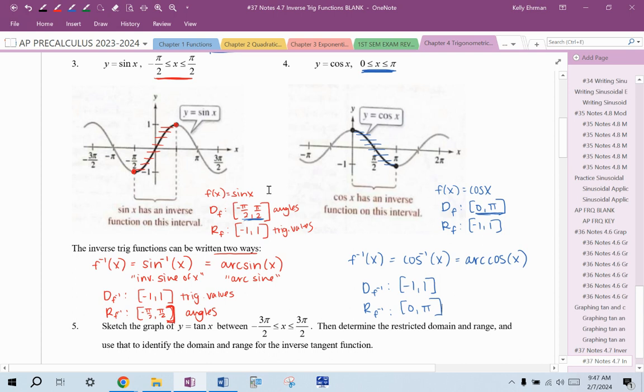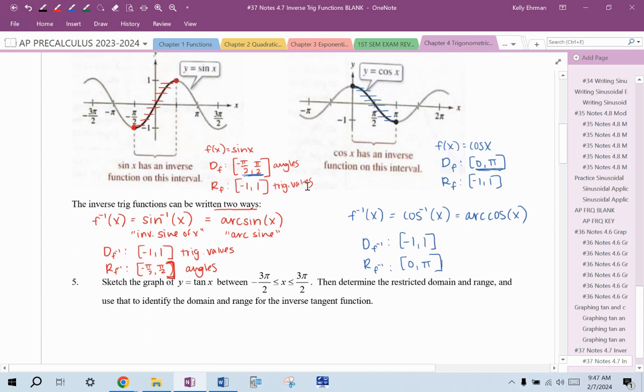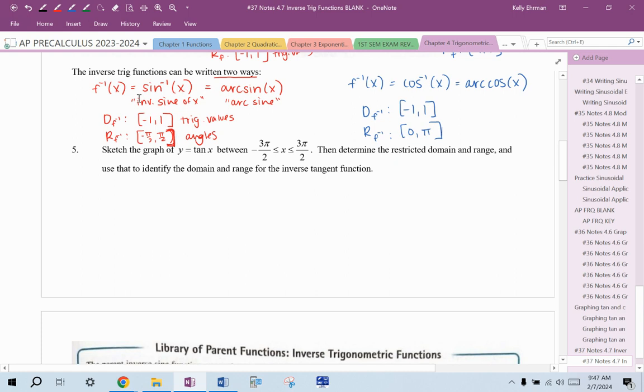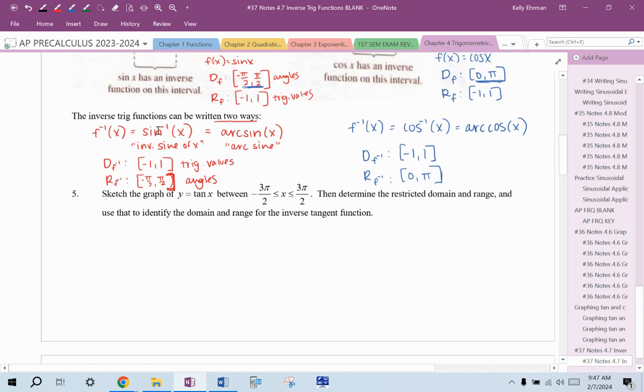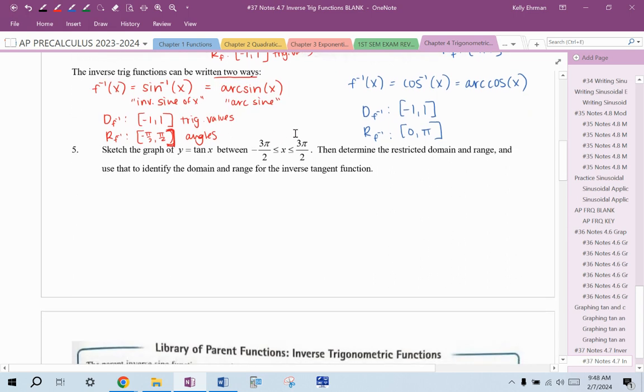All right, let's do our third trig function, tangent. Side note, you can also write arc cosecant and arc secant. We don't need to know about those graphs, but we can evaluate those, and we'll look at that in our examples.